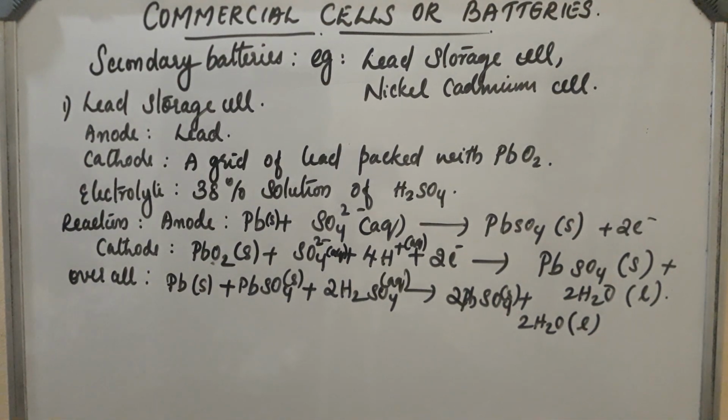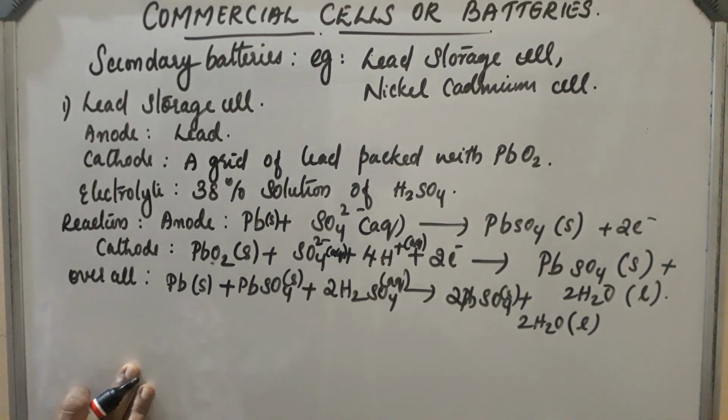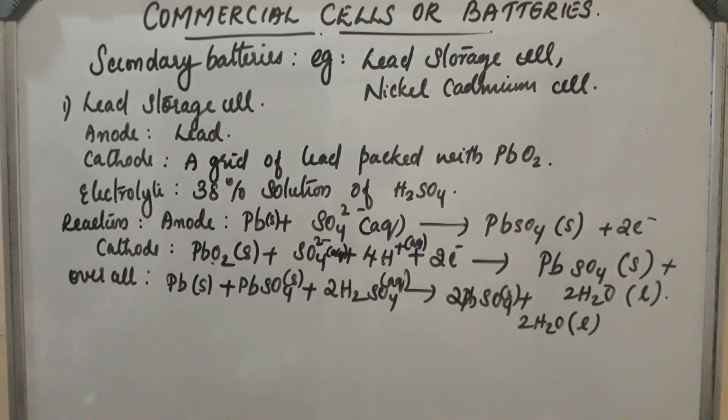Now, we can reuse the battery by recharging. So, while charging, what happens? The battery reaction is reversed. So, PbSO4 on the anode and cathode is converted to lead and lead oxide. This complete reaction gets reversed during recharging. This much about the lead storage battery.